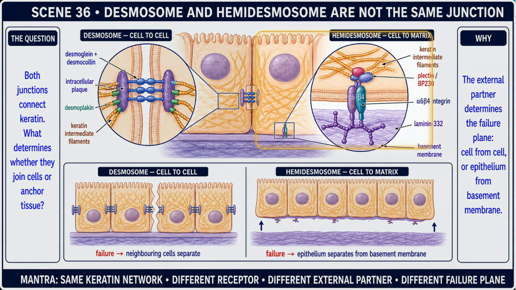A hemidesmosome is cell to matrix. Alpha-6 beta-4 integrin binds laminin 332 in the basement membrane. Inside the cell, plectin and BP230 link the receptor to keratin. If this junction fails, the epithelial sheet can lift away from the basement membrane. So the shared theme is mechanical reinforcement through keratin. The decisive difference is the receptor and its external partner. Cadherin to another cell or integrin to matrix. That difference determines the plane of tissue separation.